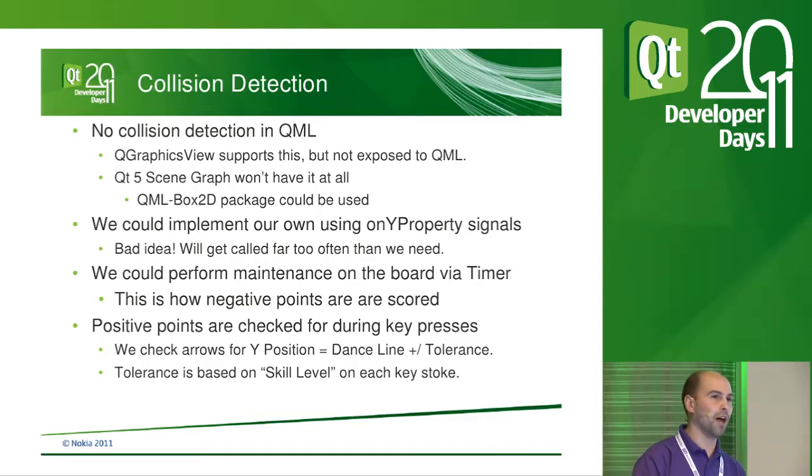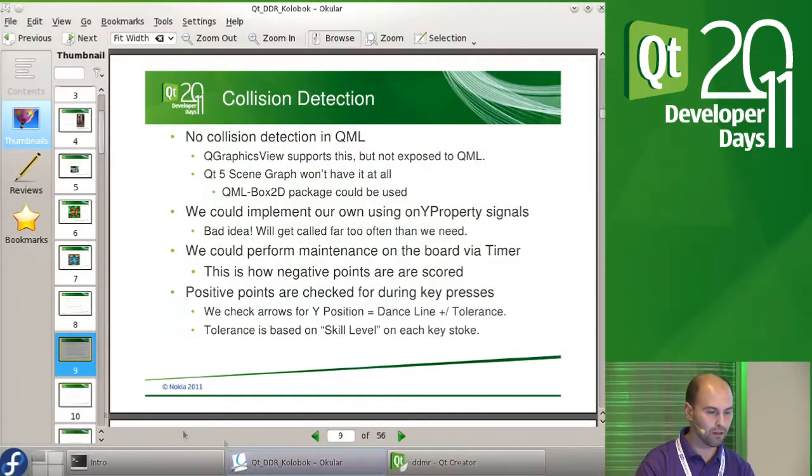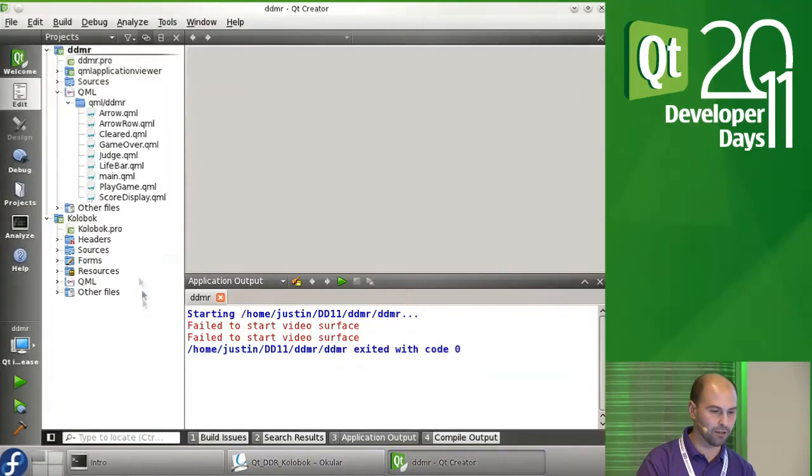So we turned out to use two different ways to figure out when to score positive points and negative points. The first is we clear anything above the dance line on a simple timer. You simply get negative points for everything that remains above the dance line. And every time you step on the pad, we check the arrows to find out if there are any overlapping the dance line. And we can do that pretty easily in JavaScript by just checking the y coordinate of the items.